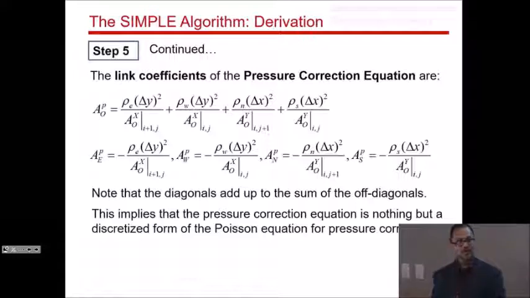Which does not happen for an advection diffusion equation. I also discussed that in the past, that the moment you add the advection term, you have this mass imbalance show up. The diagonal doesn't add up to the off diagonals. But for a diffusion equation, it does. So this is actually a Poisson equation for pressure correction, not pressure.